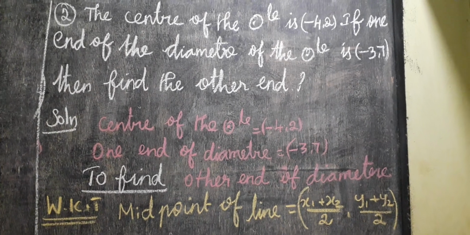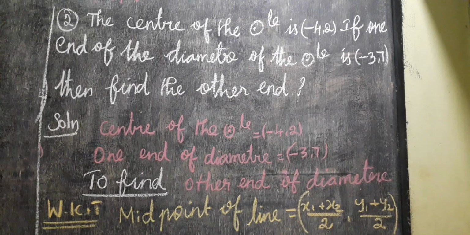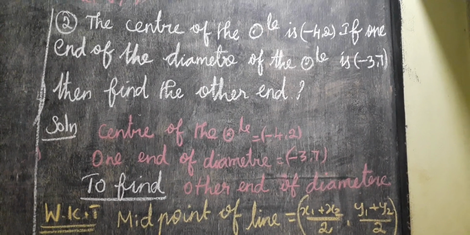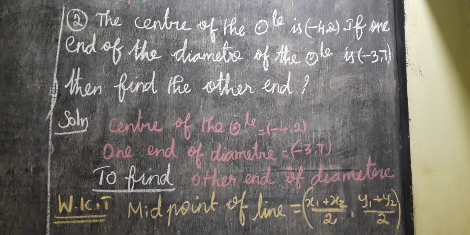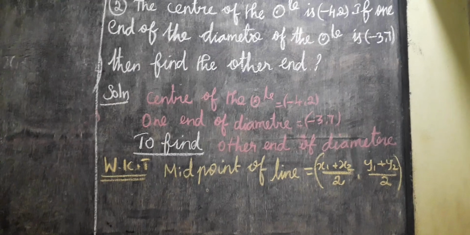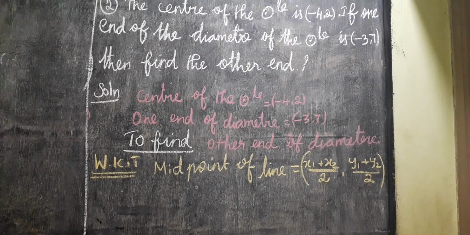Good morning, children. Unit 5, exercise 5.3, question number 2. The center of the circle is (-4, 2). If one end of the diameter of the circle is (-3, 7), then find the other end.